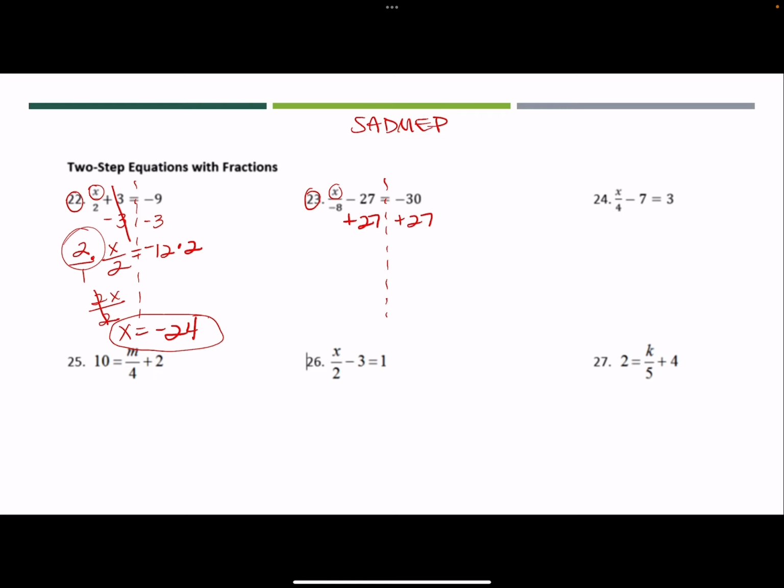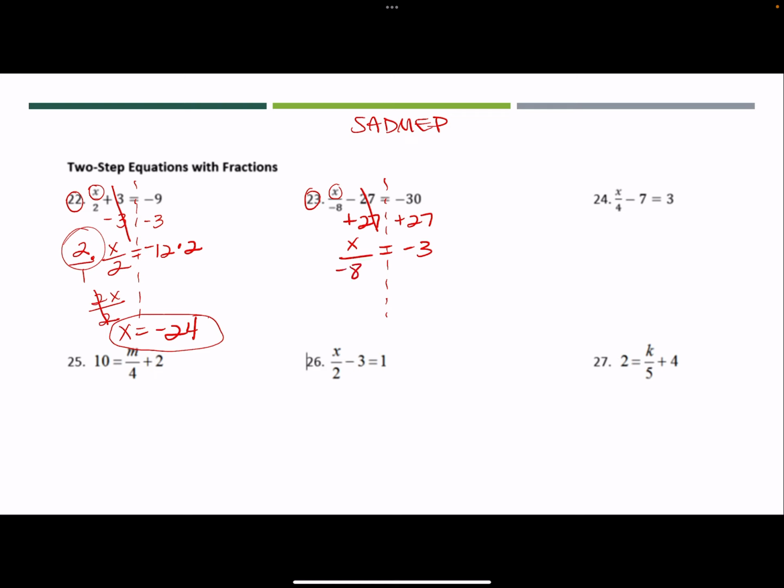And be really careful here. I have negative 30 plus 27. Use your calculator if you want to or you need to. Negative 30 plus 27 is negative 3. Over here, this cancels. And so I have x over negative 8 equals negative 3.